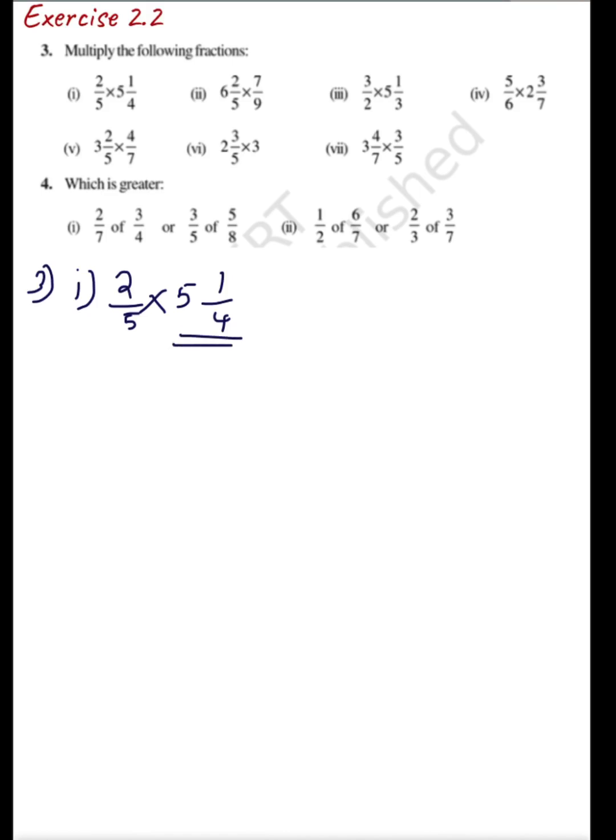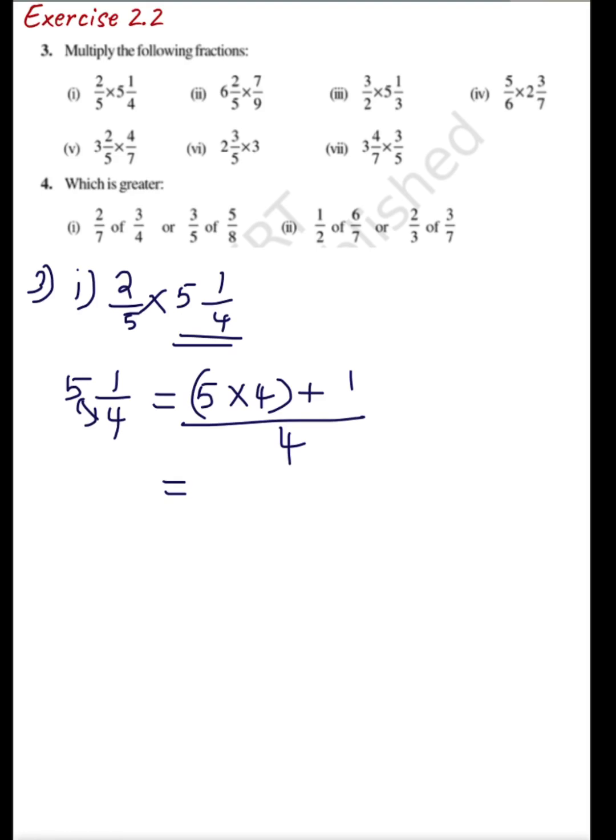So here you can see that there is one mixed fraction, which is 5 1 by 4. So you have to first convert that mixed fraction 5 1 by 4 into an improper fraction. Okay, so let's do it first. That is, 5 1 by 4 can be written as 5 into 4, cross multiplication, 5 into 4 plus numerator 1 divided by denominator 4.